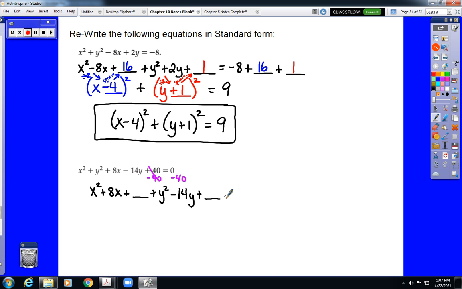Plus something, and then that would equal negative 40 with 2 blanks because we're going to have to add something for x and add something for y. So that would be x divided by 2 is plus 4, square 16. Copy that into this blank over here. Okay, we complete that square. You should remember this process from earlier in the year.